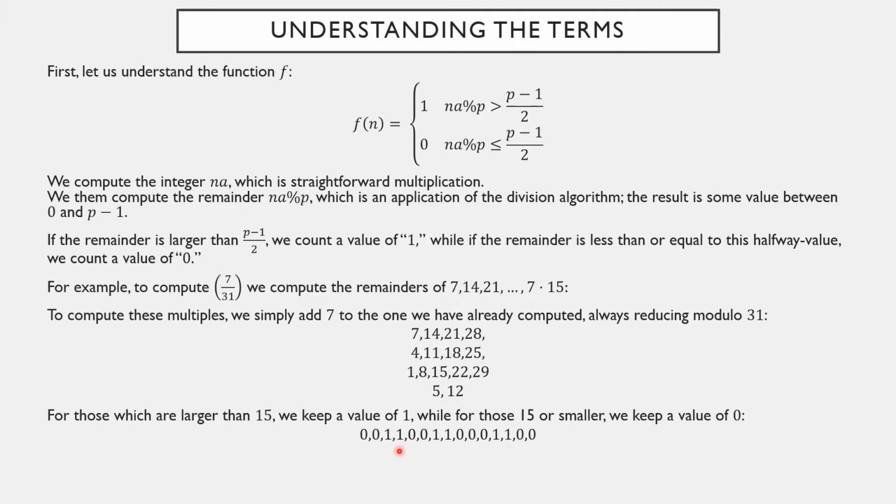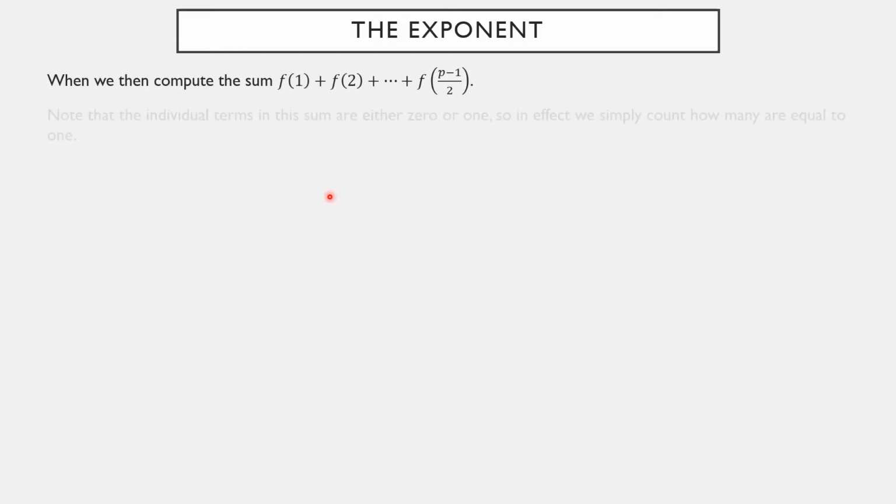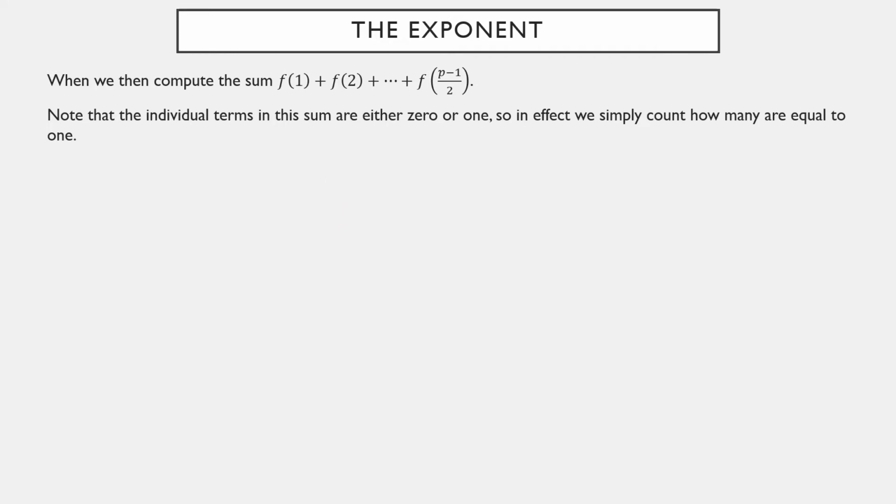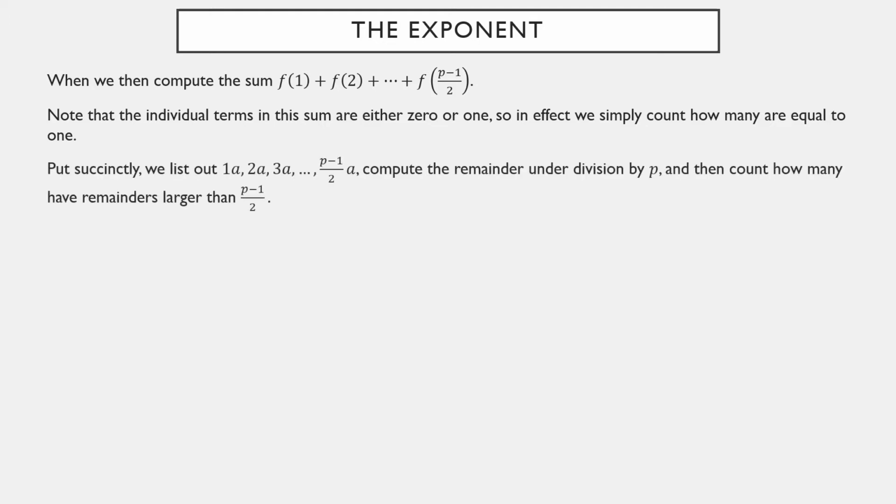So here are my values of f. I went through this list and I said, if it is less than or equal to 15, give it a value of 0. If it is strictly bigger than 15, give it a value of 1. So then all we have to do is add up that list. The individual terms in the list were either 0 or 1, so really what you're doing is counting how many times did I get 1. So put succinctly, in the list that we generated, compute the remainder and just count how many have remainders larger than (p minus 1)/2.